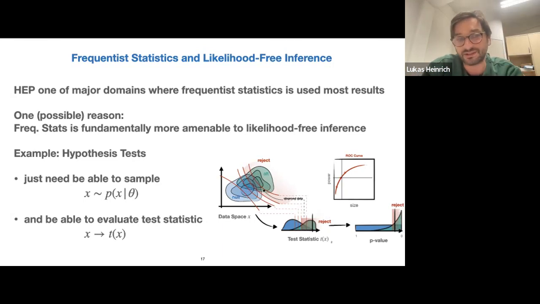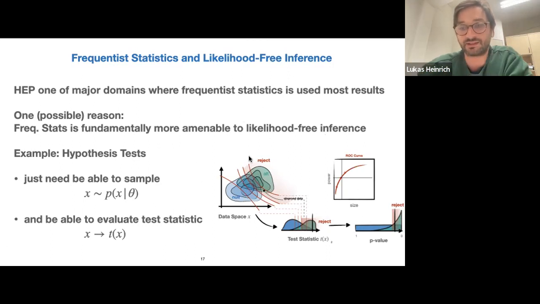If you think about hypothesis testing, you really don't need to evaluate the likelihood. Hypothesis testing in the frequentist setup is all about modeling the sampling distributions of a test statistic. So you need to be able to sample from the forward model, which we established that we can do. And then you need to be able to evaluate the test statistic. Depending on how complicated you want to make your test statistic, that might or might not require knowing the likelihood. But fundamentally, nothing forces you to know the likelihood per se. That is really interesting, and it's something I'll get back to later on.